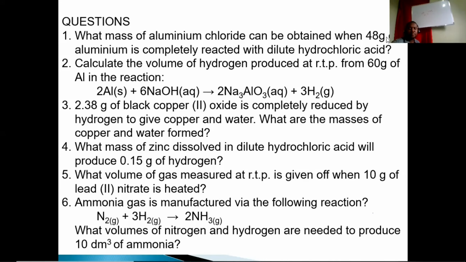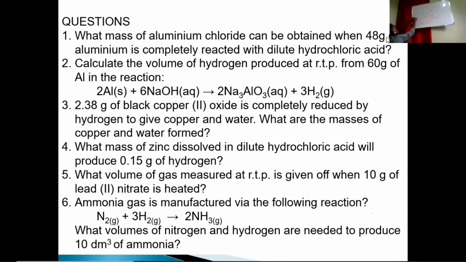60 grams. So that means we can find the mole of aluminum, which is the mass, so 60 grams over the molar mass, which is 27, and we get 2.22 moles, right? So that's the mole of aluminum. Because it's a 2 to 3 ratio, then the mole of hydrogen gas will be, all right, let's work it out so you can see.